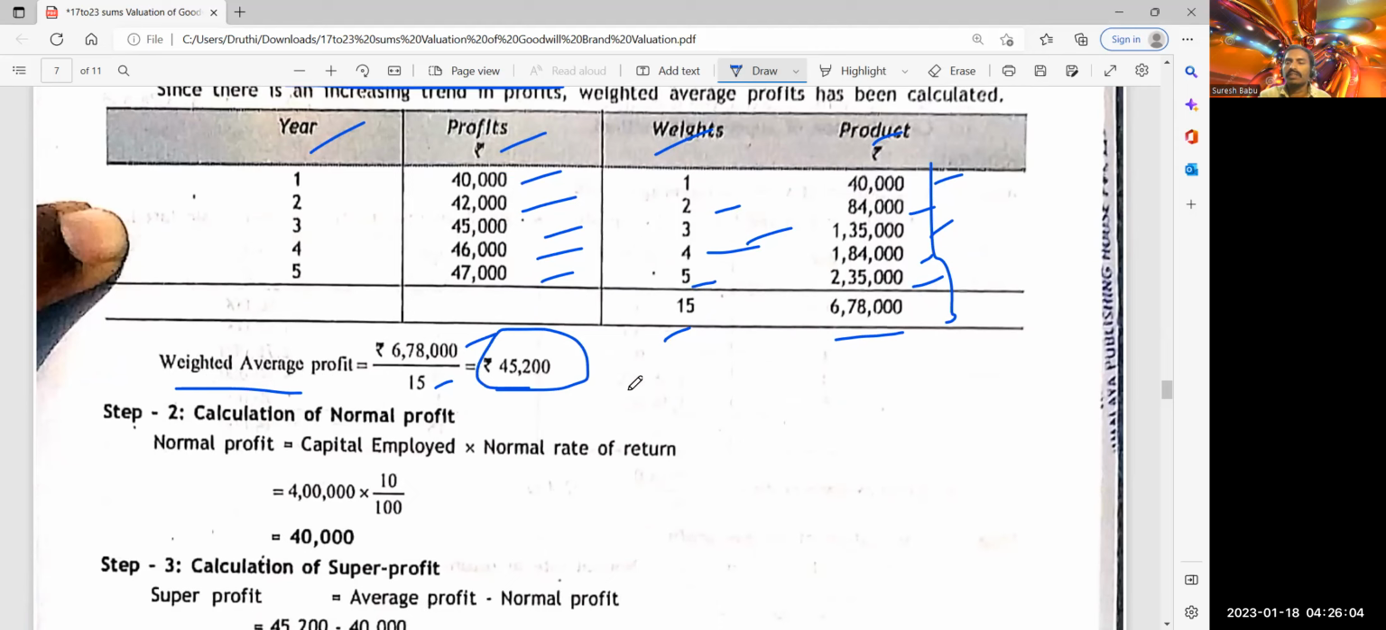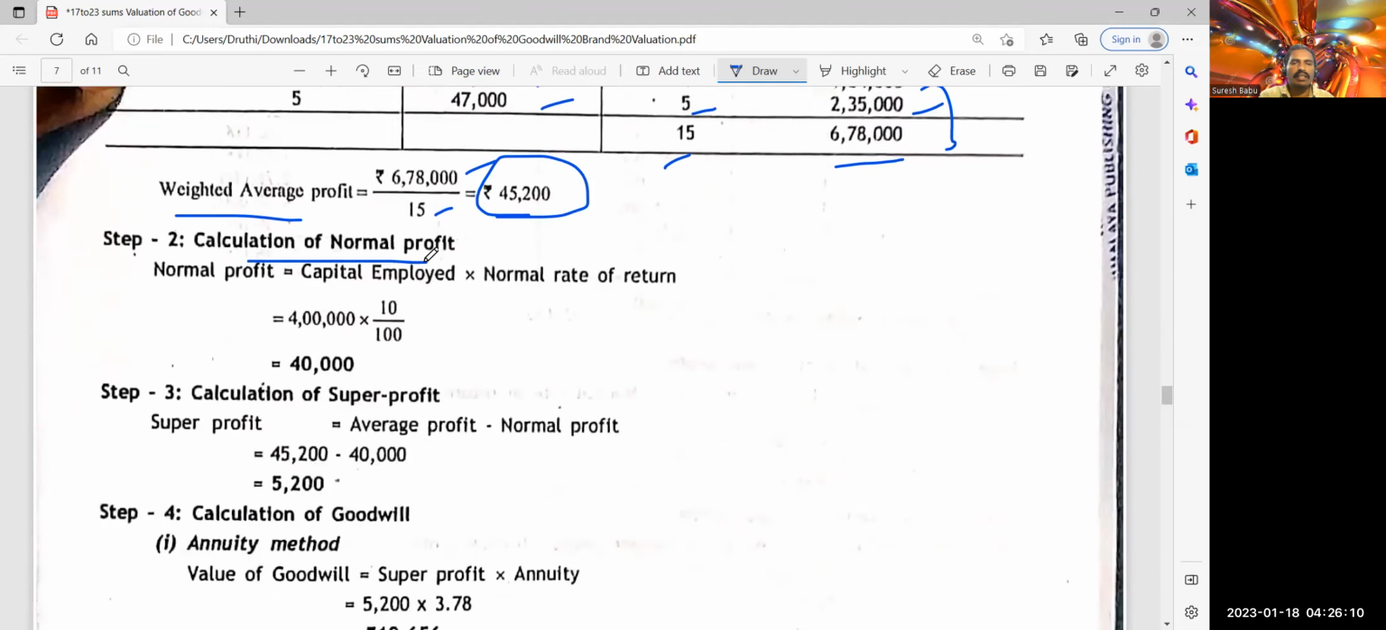Okay, there is no adjustment here. So weighted average profit itself is enough. Then calculation of normal profit. Capital employed in the problem itself, they have given 4 lakh rupees into 10 divided by 100. So here assets method we are not using. Why? Capital invested in the business is given in the sum itself. So 40,000 rupees, correct?